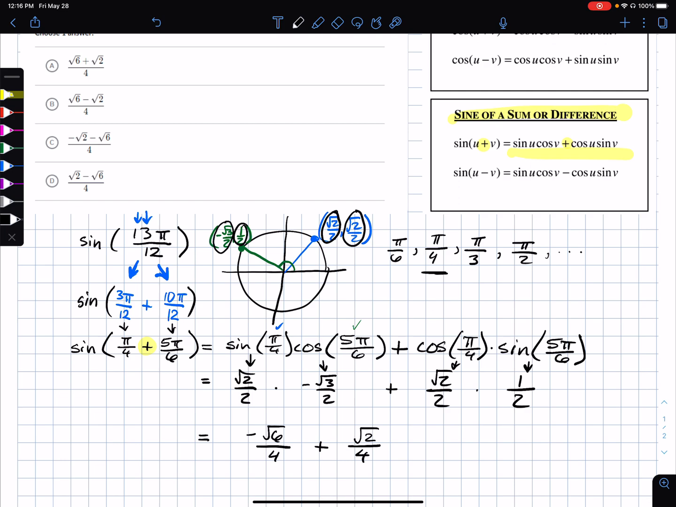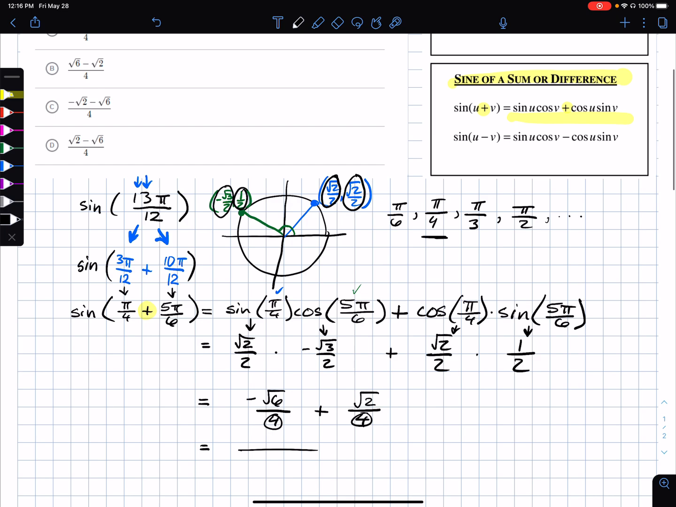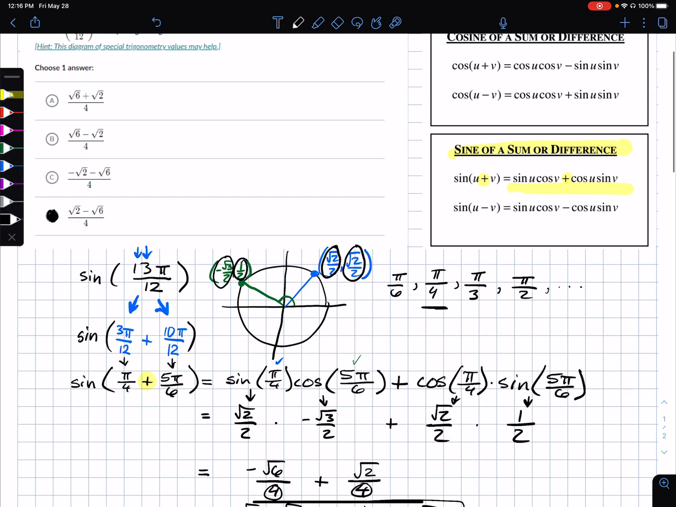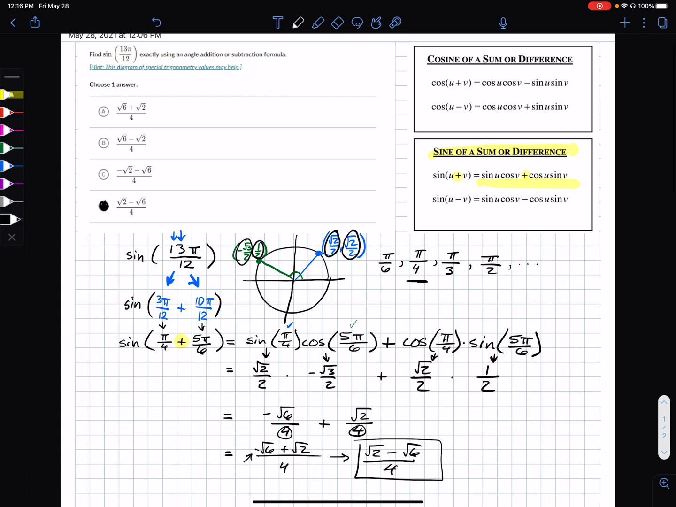Okay. Now, do we see this as an option in any of our answers? I believe with the common denominator we could rearrange this. Having a 4 downstairs, we could write that as everything over 4, negative root 6 plus root 2. And since addition is commutative, we could rearrange that as root 2 minus root 6, kind of respecting the sign on that negative radical 6. And this matches answer D. And that is our correct answer. All right, I hope that helped.